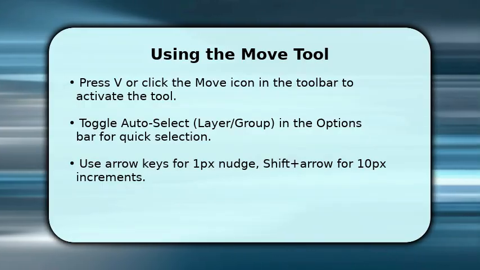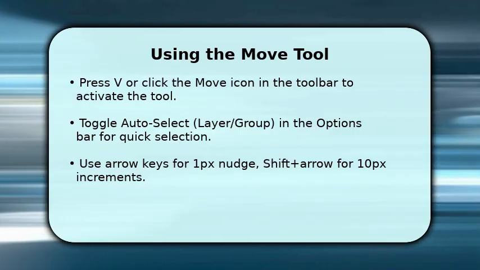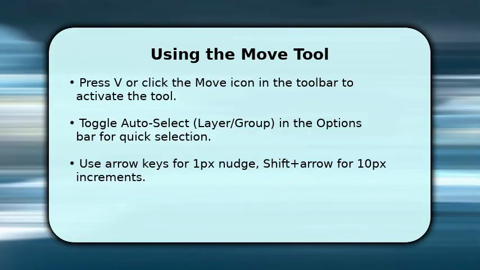That's the basic how. If Auto Select is on, clicking any visible object picks its layer or group automatically, so choose Layer versus Group in the options bar depending on your workflow. For precision, use arrow keys for 1-pixel nudges and hold Shift to move by 10 pixels. This helps align elements precisely.